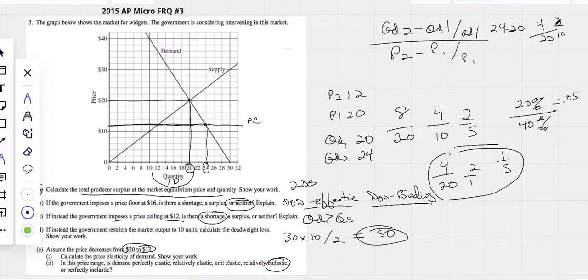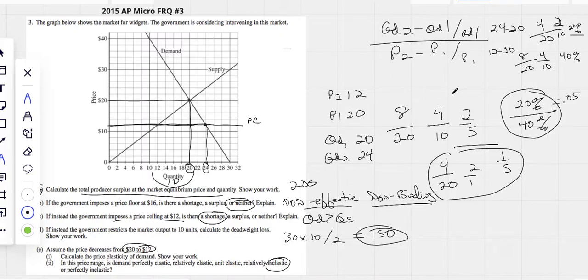2 out of 10. Yeah, 2 out of 10, 20%. Nicely done. And then P2 is 12 minus 20. Remember, it's absolute value for PED, so we're not worried about a negative number. 12 minus 20 is 8 over 20, which is 4 over 10, which is 40%, right? So 20 over 40 again.